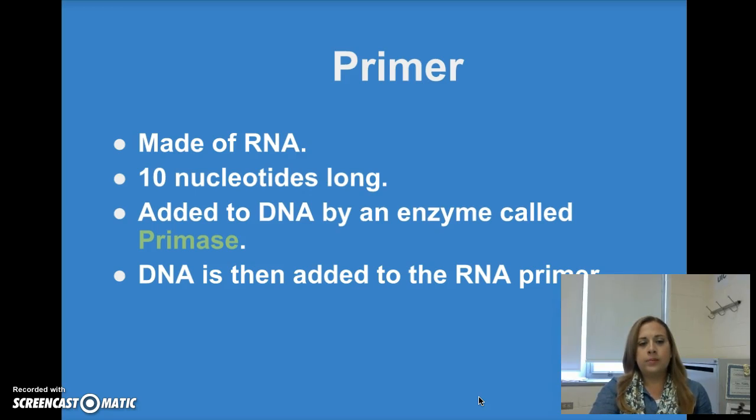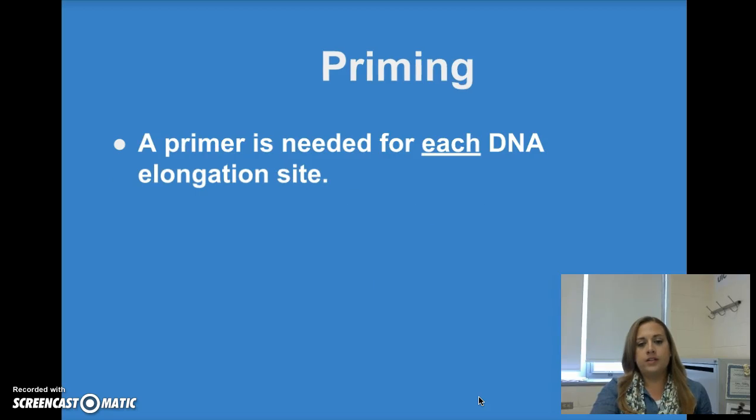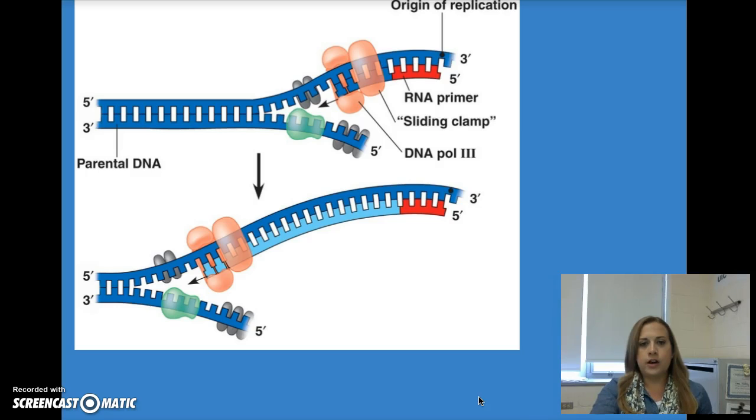And then once that primer is there, then the DNA is added to the RNA primer. And this needs to happen for every single DNA elongation site. This isn't just happening once. This is happening over and over and over again. Every time you have a new origin of replication, you have to prime it first, and then you can start adding the DNA.